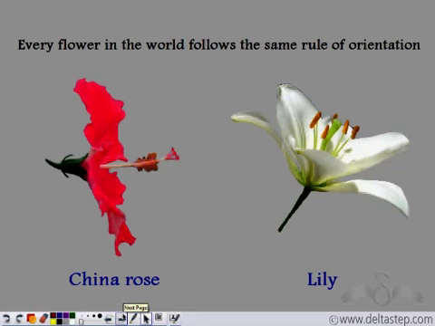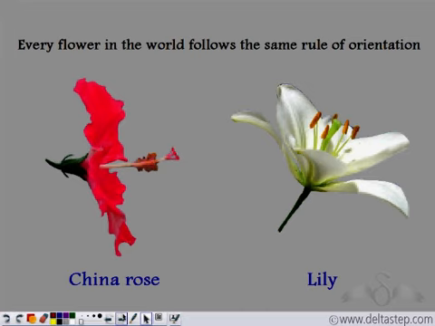Every flower in the world follows the same rule of orientation. The outermost whorl is known as the calyx. Inner to the calyx lies the corolla, which is the bright part of a flower. Next to the corolla is the androecium, which is the male reproductive part. And finally, the female reproductive part is known as the gynoecium.